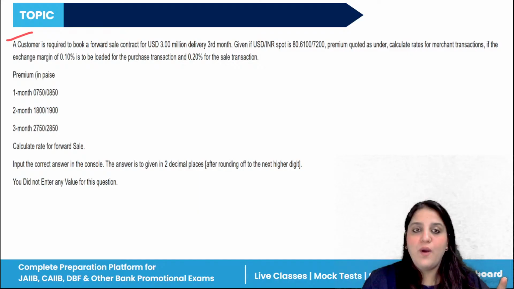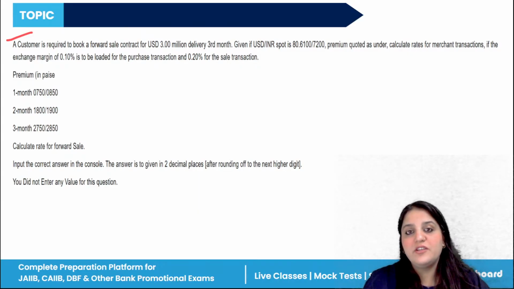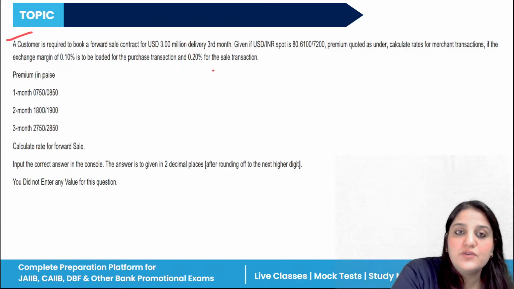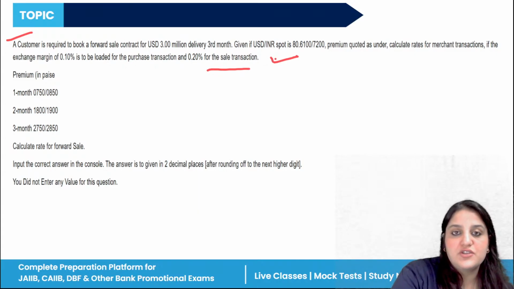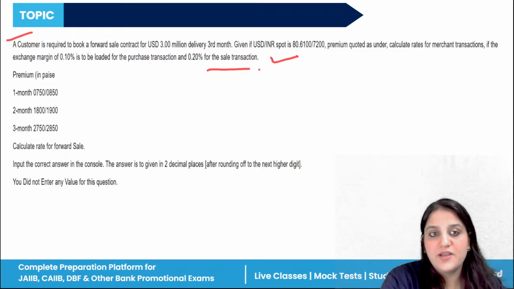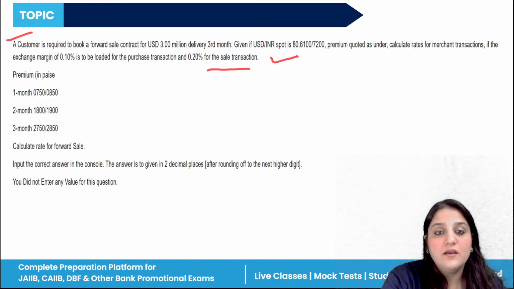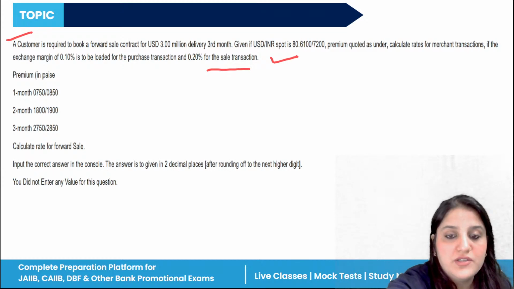A customer is required to book a forward sale contract for US dollar 3 million, delivery in the third month. It is given that the US dollar INR spot is given and the premium quoted is given. We have to calculate the rate for merchant transactions, if an exchange margin of 0.10% is to be loaded for the purchase transaction and 0.20% for the sale transaction. Premium is given. We have to calculate the rate for forward sale, and the answer is to be given in two decimal places. So just do the question according to this.